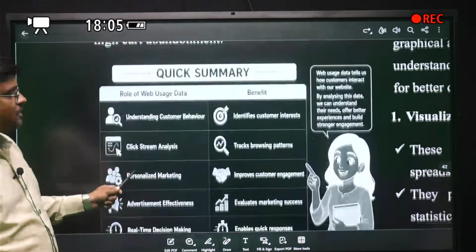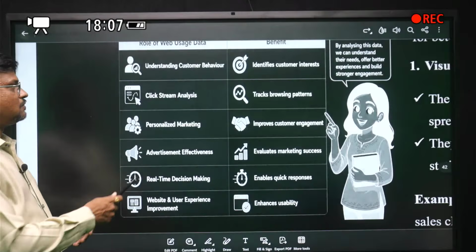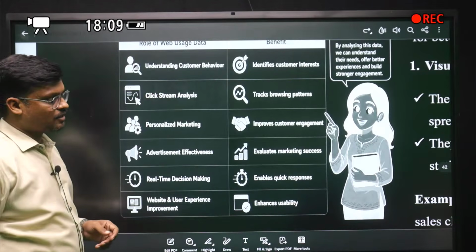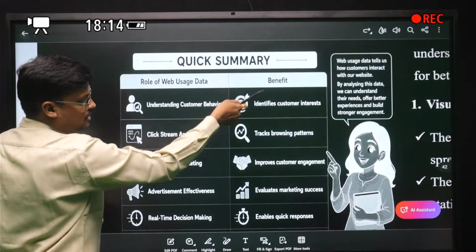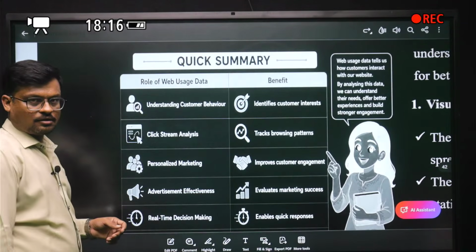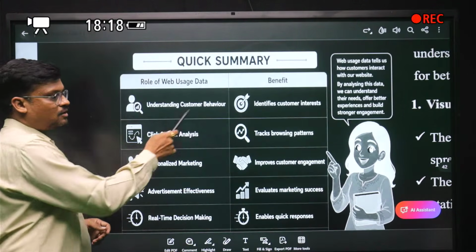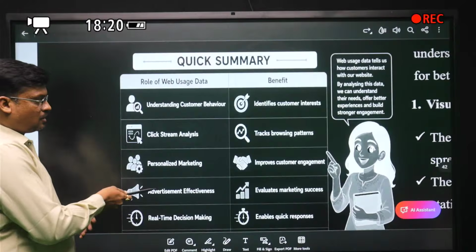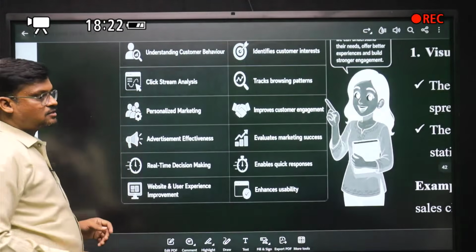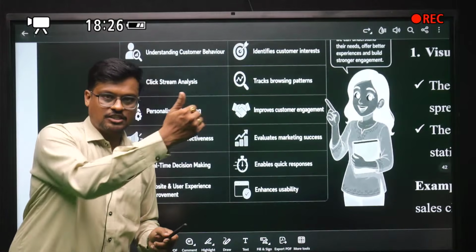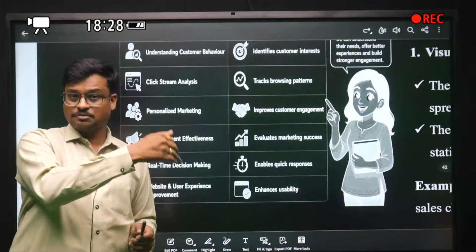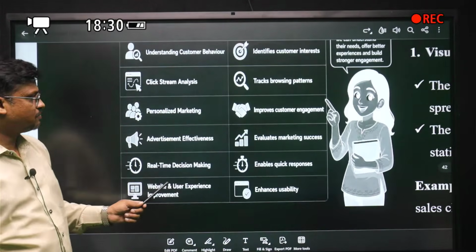Okay, the quick summary here: understand the customer behavior. You'll get the benefit of identifying the customer interest. Understand the behavior, you'll find out the interest. Second thing is clickstream analysis, so that you will be able to track the browsing patterns, from which page to which page people are jumping and what items are bought together. Such things you can analyze.